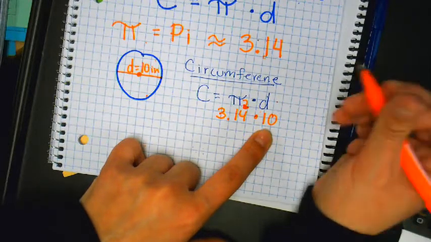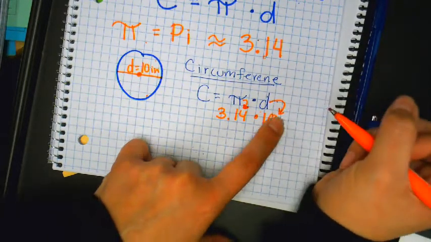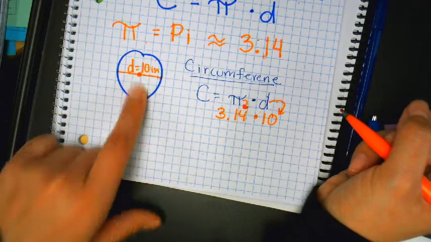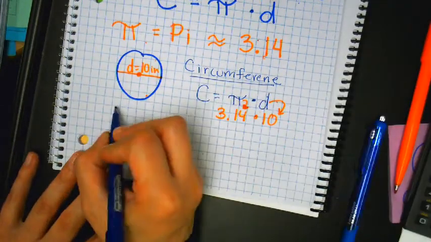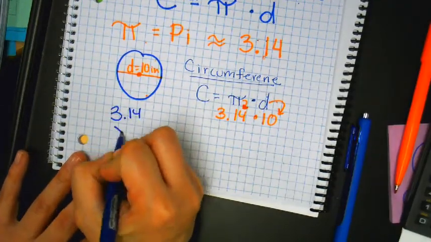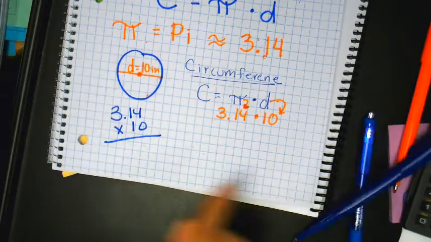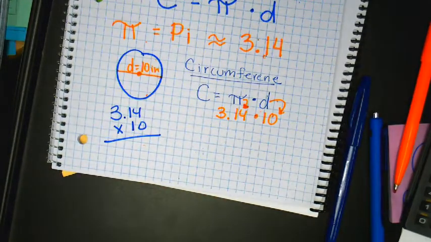The diameter is 10. How do I know it's 10? Because it's right there, kids. All right, now let's do the math. 3.14 times 10. However you do it, do it. Let's go. 3.14 times 10. Go. Write your units. 31.4.